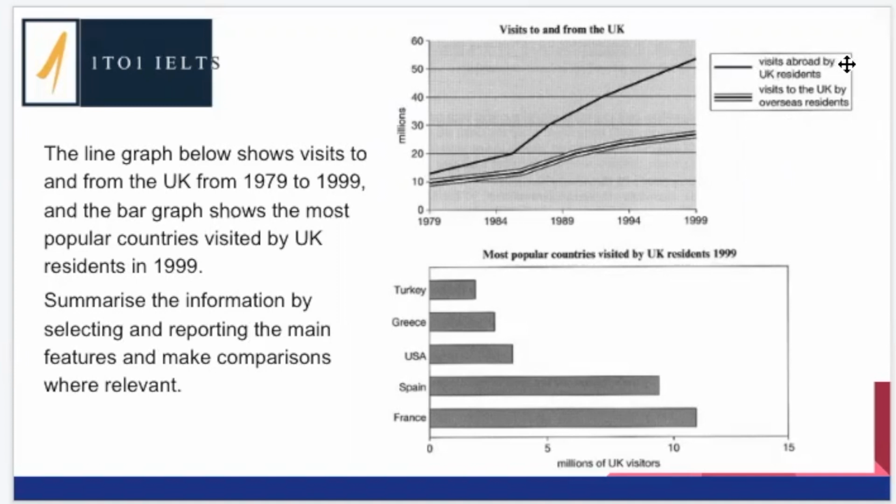Visits abroad by UK residents. So what is a visit? What is another word for visit? A trip. So we could either say trips abroad by UK residents, visits abroad. Are we talking about the people, or are we talking about the trip? Trips. So we don't want to mention 40 million people, because that means all of our data will be wrong. So it's really important to analyze our key here, and it's talking about visits.